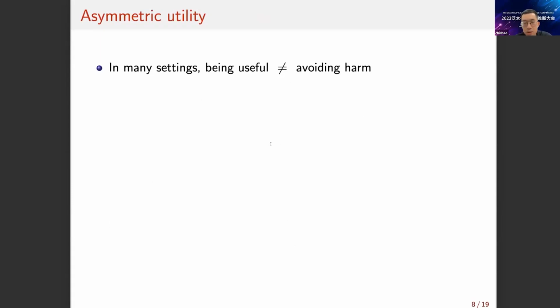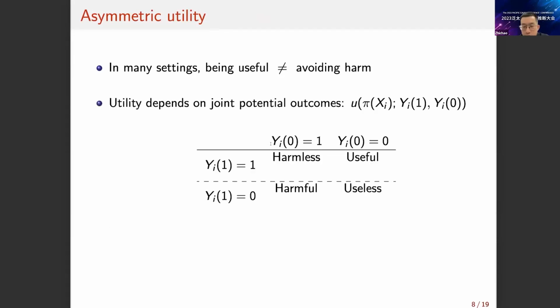But in many settings, we may not think that being useful is the same as avoiding harm. In the trolley car problem, we may think that actively choosing to kill someone is much worse than diverting the vehicle to save 5 people. So to relax this restriction, we consider generalizing the utility function to depend on the joint potential outcomes Y1 and Y0. So this utility depends not only on the observed outcome under the decision made, but also on the counterfactual outcome that would happen under a different treatment decision. We call this asymmetric utility.